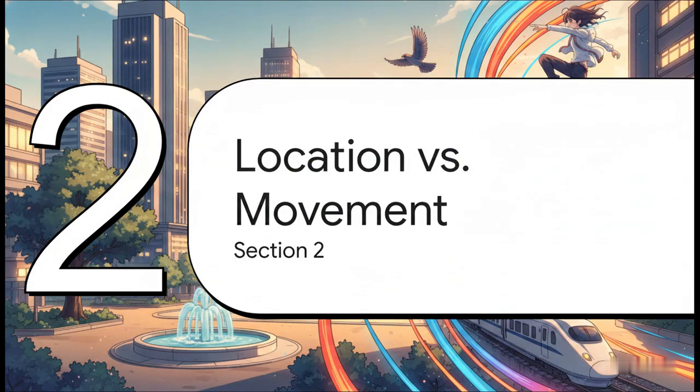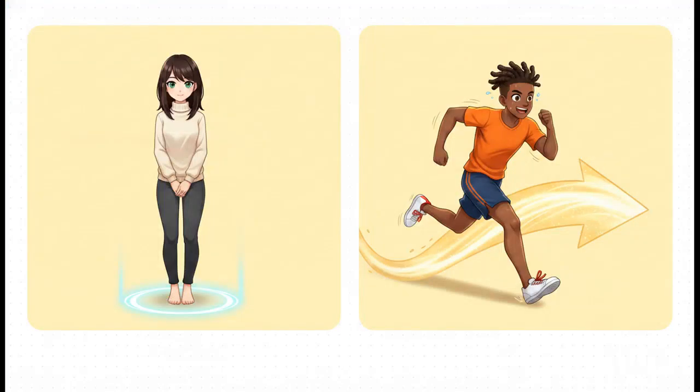Moving on to Section 2, Static Location versus Active Movement. Mastering this next concept introduces a really crucial level of fluency, where we contrast unmoving locations with dynamic action. Look at the static dot on the left. This represents a completely fixed position. She lives in France. You're already inside the container.